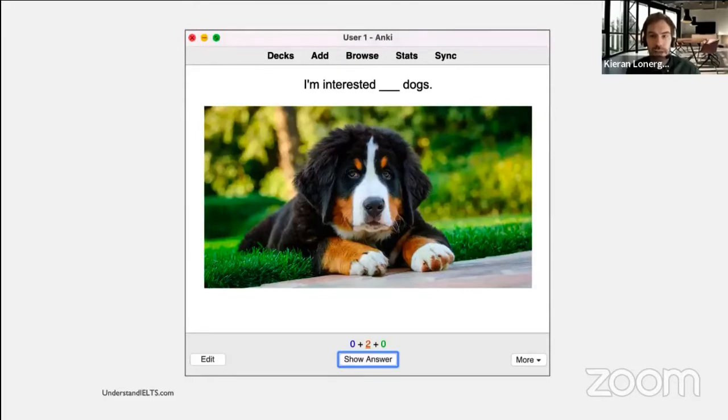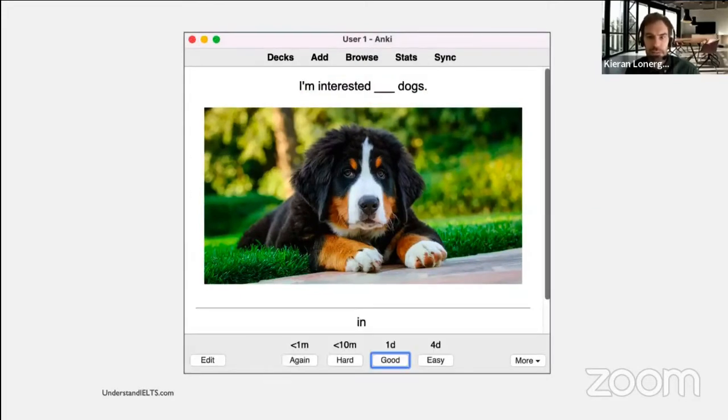This is a flashcard that one of my students made in Anki. She wanted to remember what preposition comes after the word interested, as you can see here. So this is the question. And if I hit show answer down here, I will see the answer, which looks like this. And here is the answer. I'm interested in dogs.